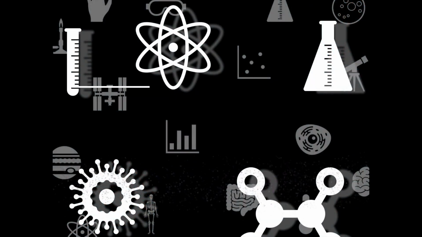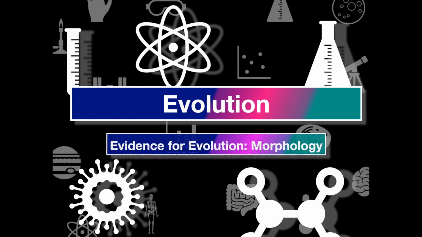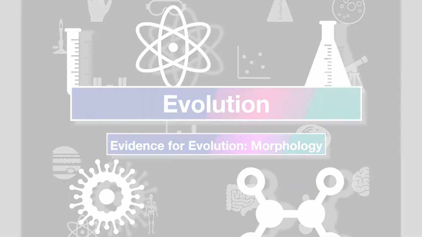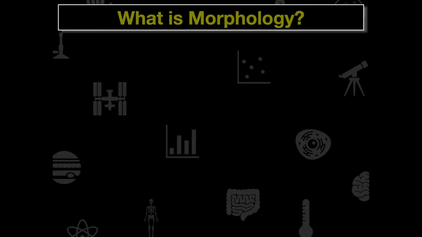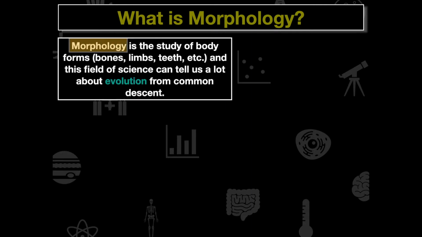All right, ladies and gentlemen, this is going to be our next video on evolution, and we're specifically going to go through and look at morphology today. Let's get started on this next video. So what is morphology? Well, morphology is the study of body forms, so the bones, the limbs, the teeth, and this field of science can tell us a lot about evolution from common descent.